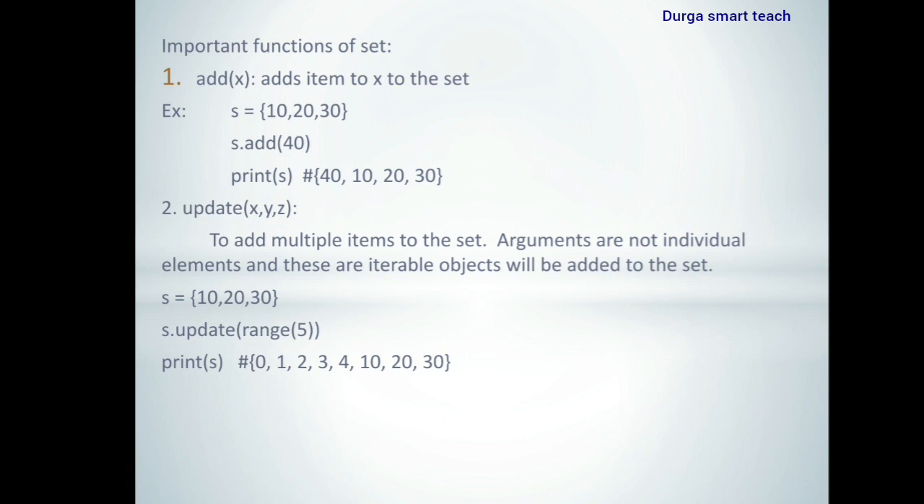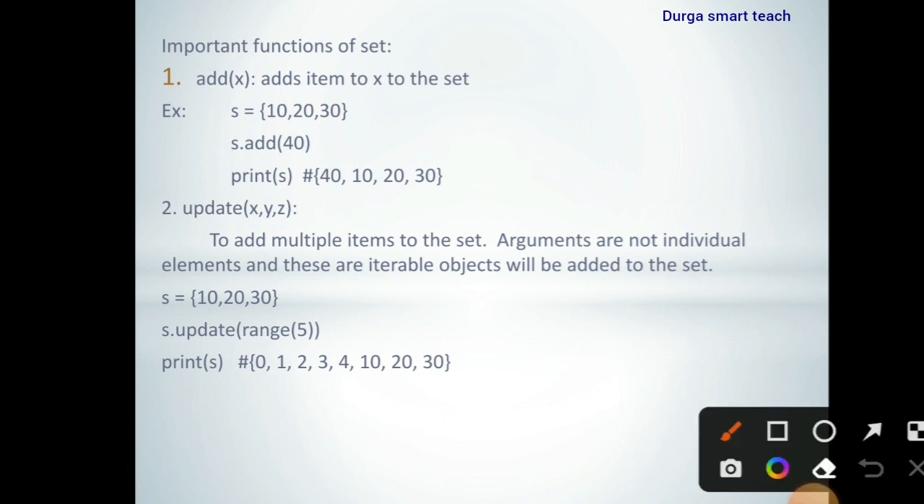Range contains 0 to 4 elements. So s dot update of range 5. So we are inserting 0, 1, 2, 3, 4 into the set. If you print, the output will be displayed: 0, 1, 2, 3, 4 and the remaining elements 10, 20, 30. These elements are added into the set by using the update function. If you want to insert one element, you can use add. If you want to insert multiple items, you need to use update.